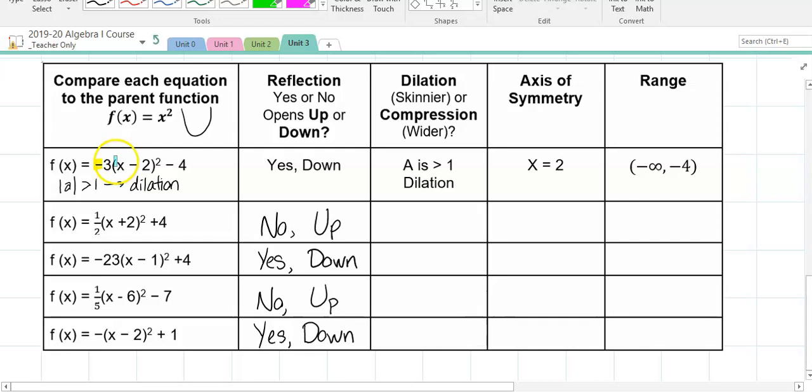This is one of those rare times that Mrs. Merck says split them apart. We're just looking at the number. We're taking the absolute value of it. That's an easier way to think about it. 3 is bigger than 1, so it's a dilation.